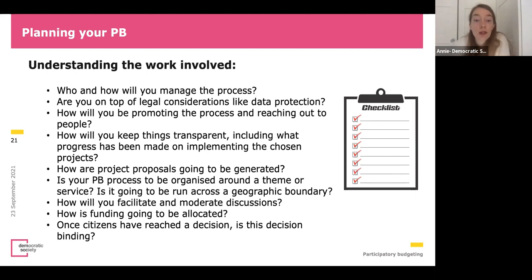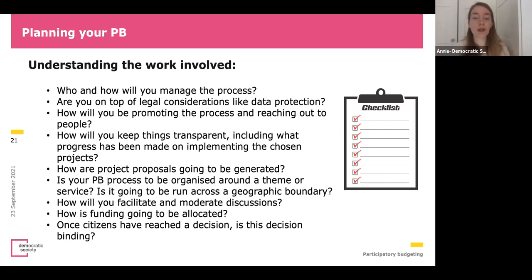How are project proposals going to be generated? Is that going to be an online idea generation method, or is it in person where people work in groups around a table? Is it a theme or service? I've mentioned these before. And then how will you facilitate and moderate discussions? Do you have trained staff in your team that can do that? And how is funding going to be allocated? Again, this is another really important thing to communicate at the very start of the process.